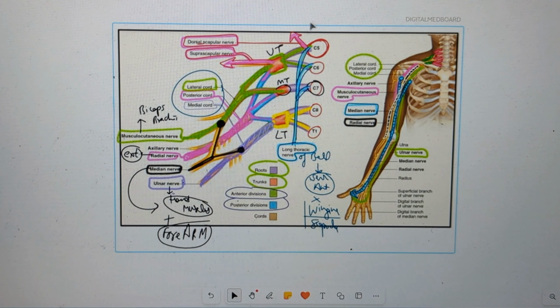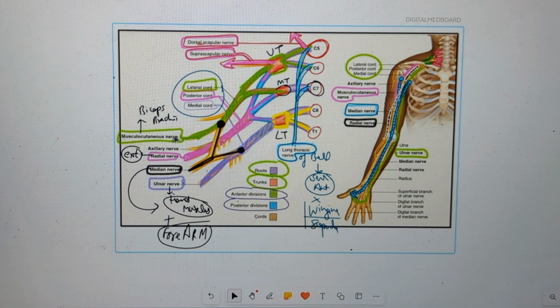Now, moving on to the root values of nerves. At first, ulnar nerve. Roots are C8 and T1. Next, musculocutaneous nerve. Roots are C5, C6 and C7. And finally, radial and median nerve. Roots are all 5 roots from C5 to T1.